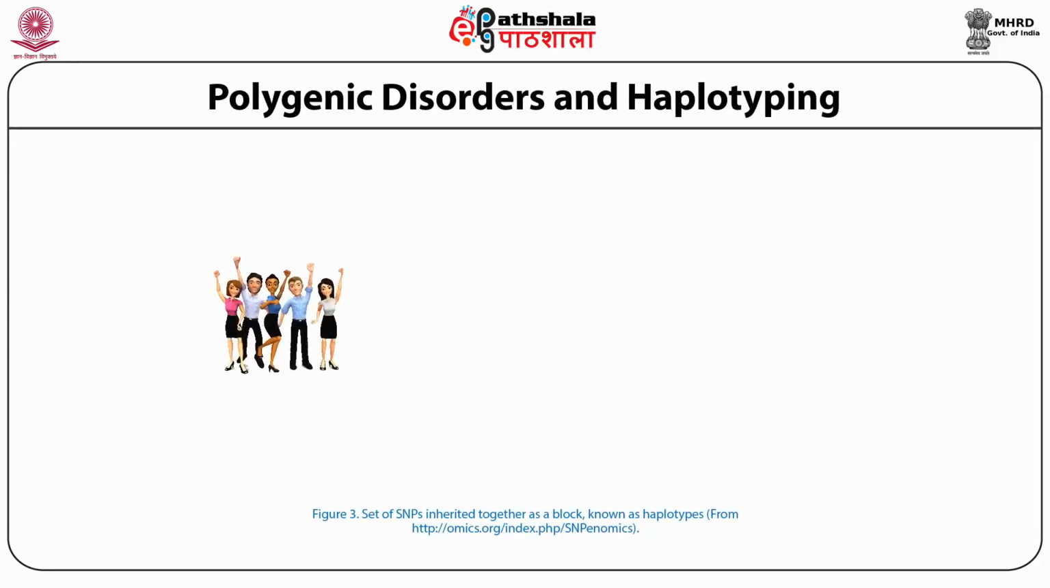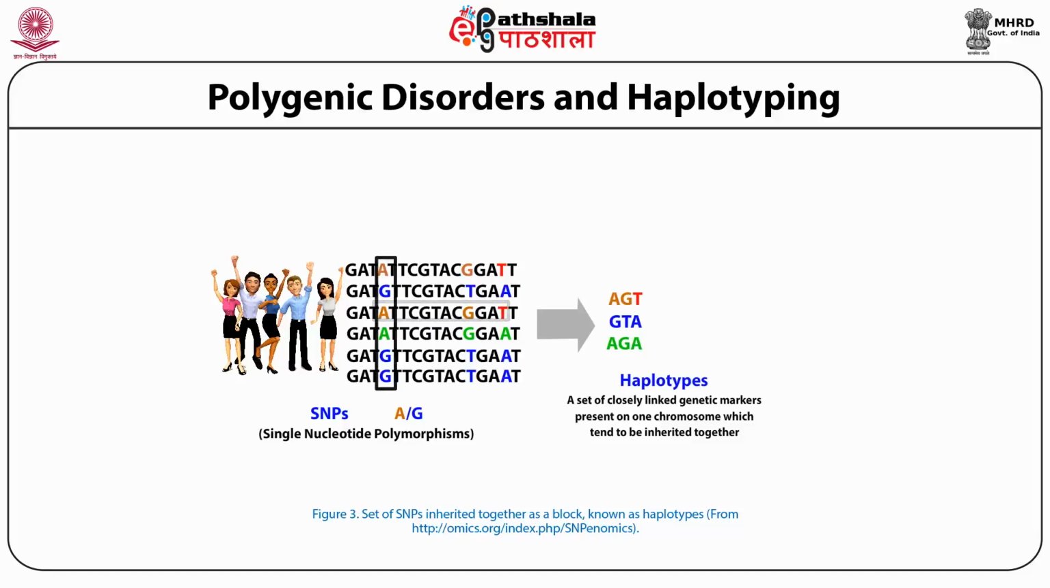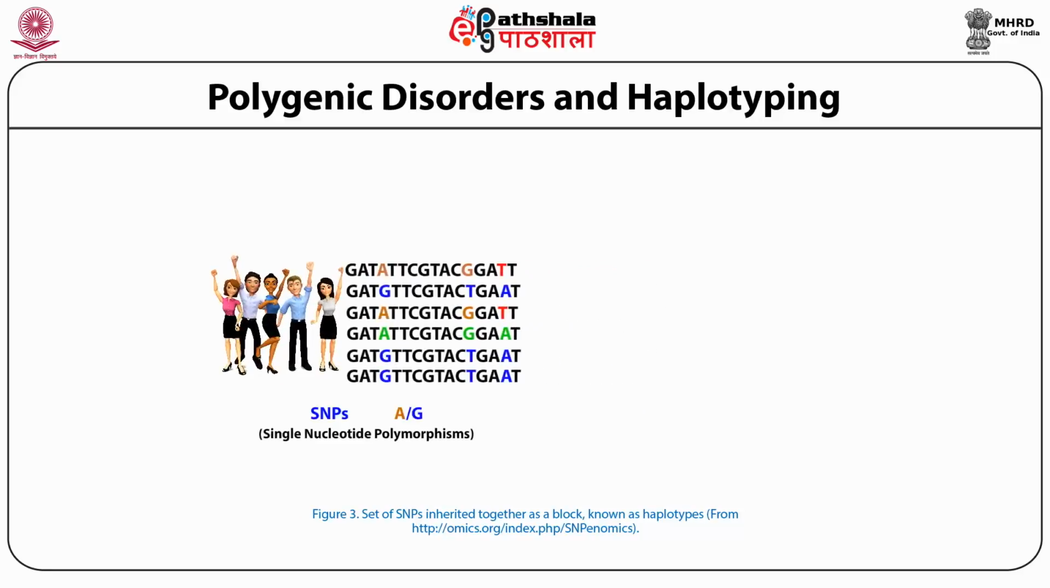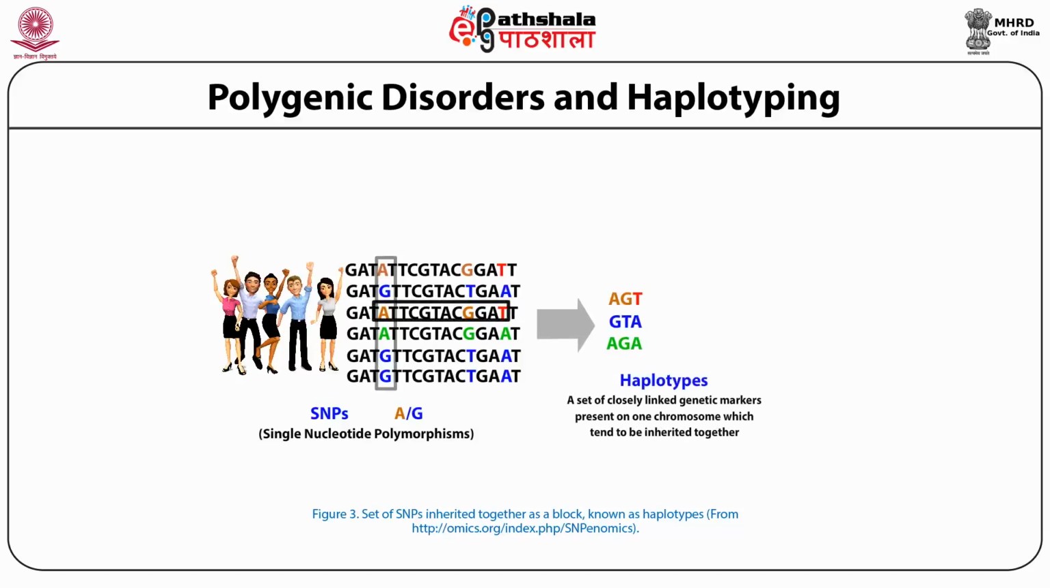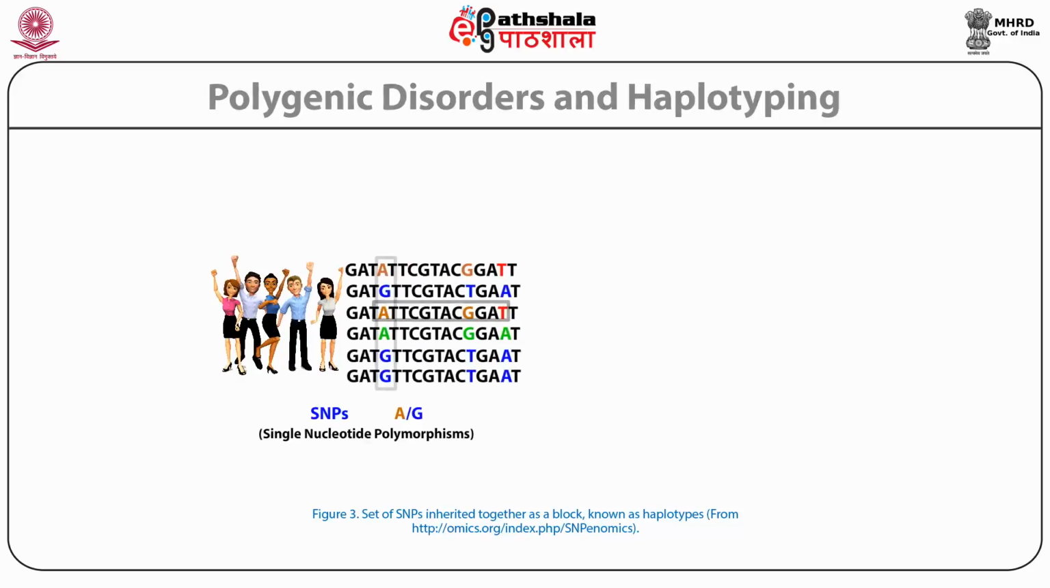Now from figure 3, we can see the set of SNPs inherited together as a block, known as haplotypes. Here we can see there are 6 combinations, and with the single nucleotide polymorphism AG coming, forming AGT, GTA and AGA haplotypes, a set of closely linked genetic markers present on one chromosome which tend to be inherited together. This is the way the genes on one chromosome are inherited, as has been shown.